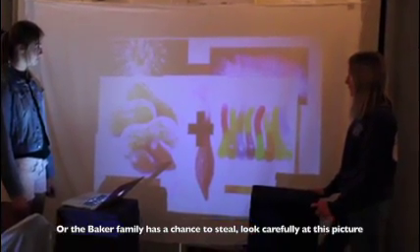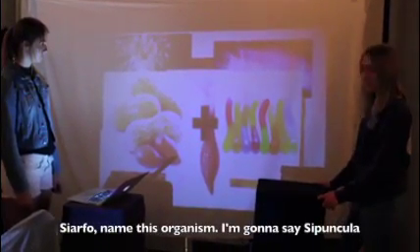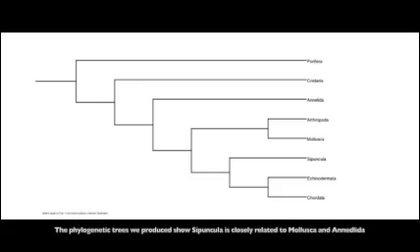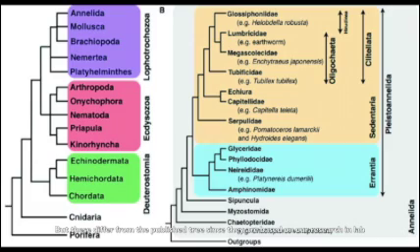Look carefully at this picture. Serapho, name this organism. I'm gonna say Sipuncula. Don't know where you got that from, but Sipuncula. The phylogenetic trees we produce show Sipuncula is closely related to Mollusca and Annelida, but these differ from published trees since they are based on our research in lab.